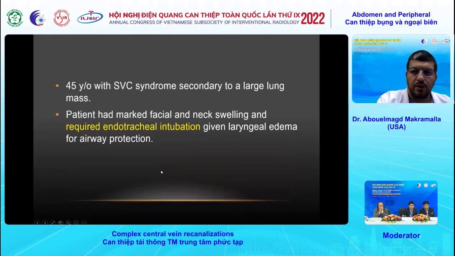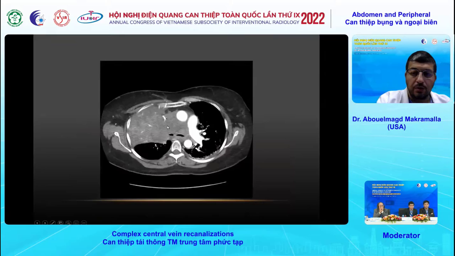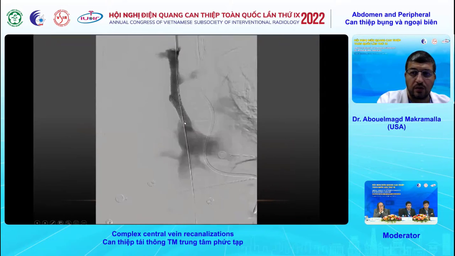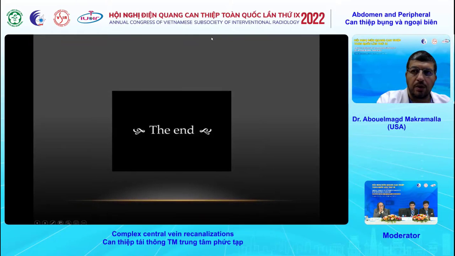This is another patient with SVC syndrome secondary to a large lung mass. Patient had marked facial and neck swelling and required endotracheal intubation due to laryngeal edema for airway protection. His symptoms were really advanced. As you can see, the size of the mass is really advanced, and we were able to get through and place metal stents to maintain patency of the SVC and brachycephalic, and you can even see the left brachycephalic patent.